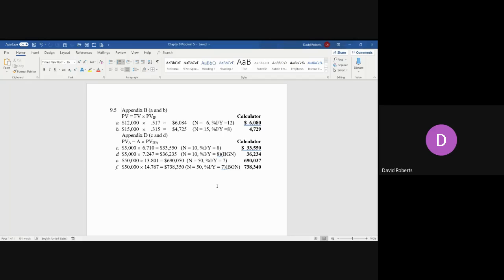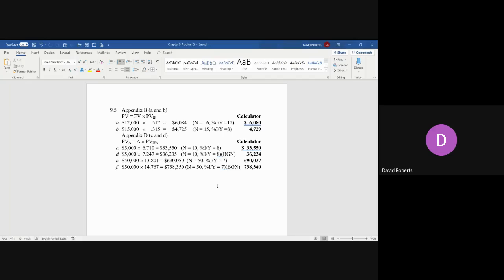The period of time is 6 years, so N is 6. The interest rate is 12%. If you remember correctly from BMAT class, you don't enter it as 0.12, you enter it as 12. It expects you to enter the interest rate for the I/Y button as a percentage, so you don't have to convert it to a decimal. And you see that the answer is 6,080 using the calculator, which is slightly different than the old-fashioned way of using the table because the calculator is actually more precise.